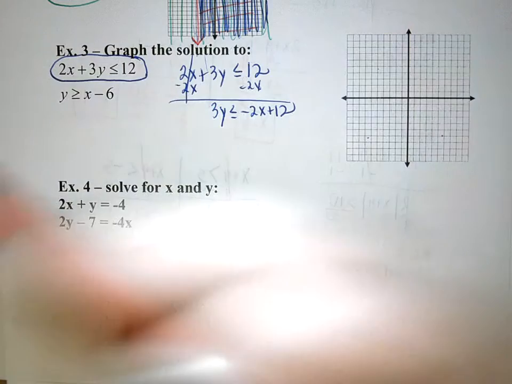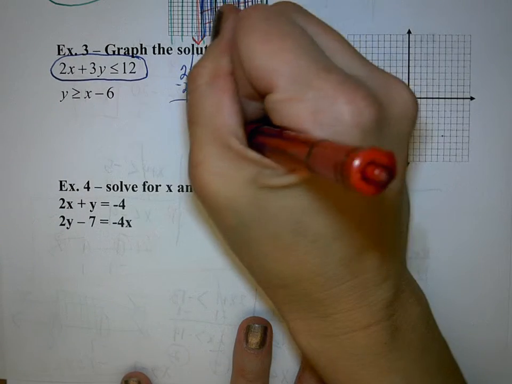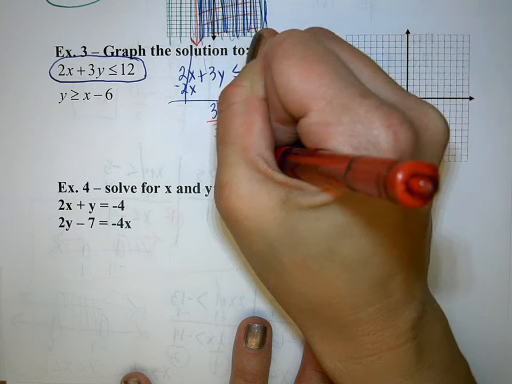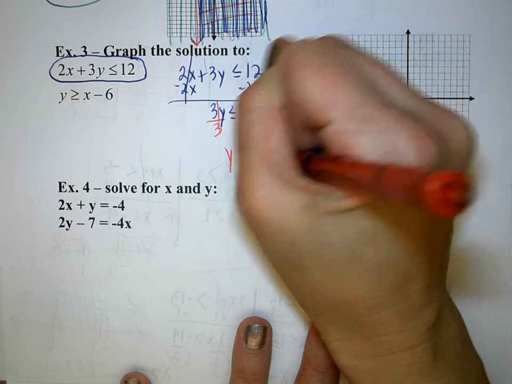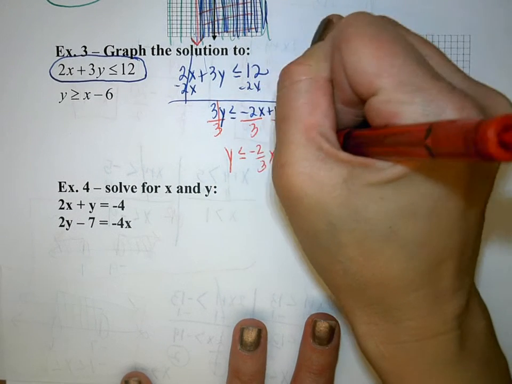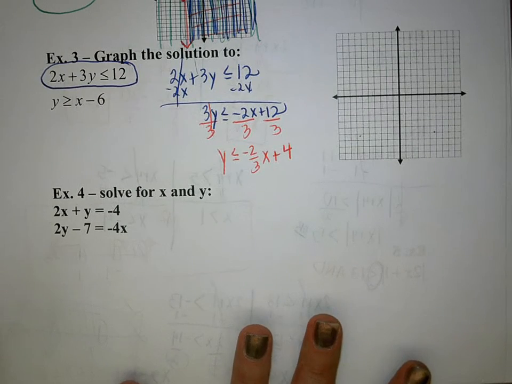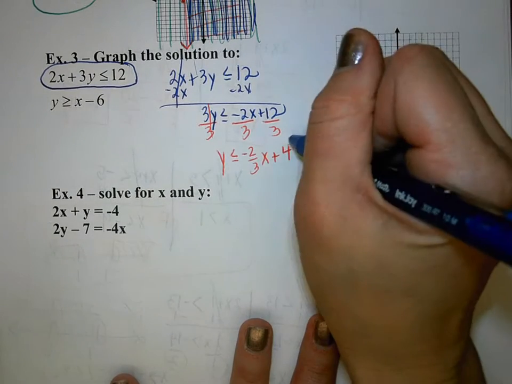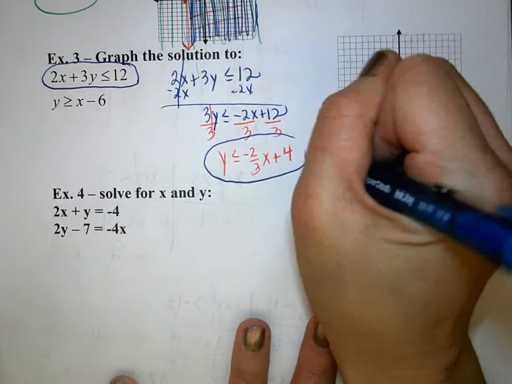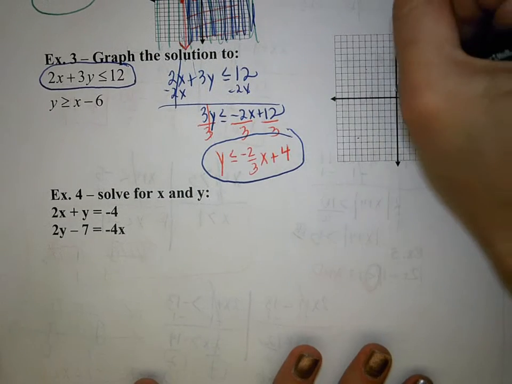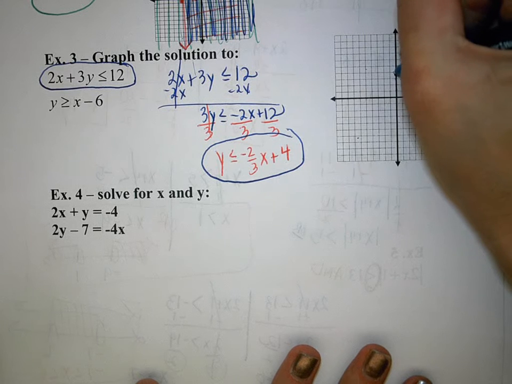Next, what will I do? Good. Divide by 3 is correct. And we end up with y is less than or equal to negative 2 over 3x plus 4. Okay, so if I graph this one, where will I go first? Up 4. Good. 1, 2, 3, 4. From there, where do I go? Then down 2 over 3.